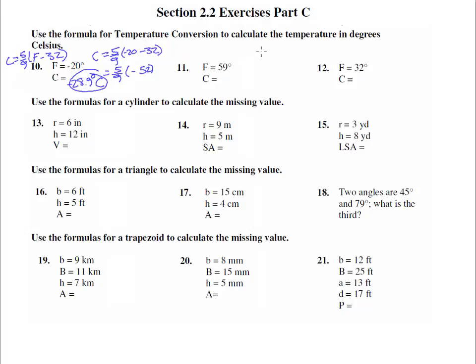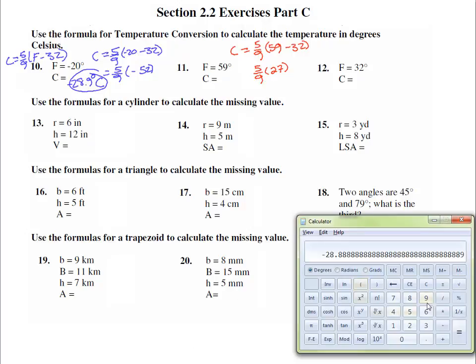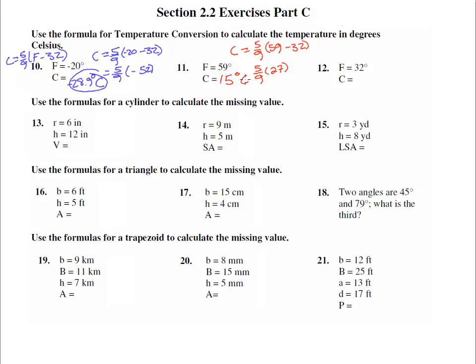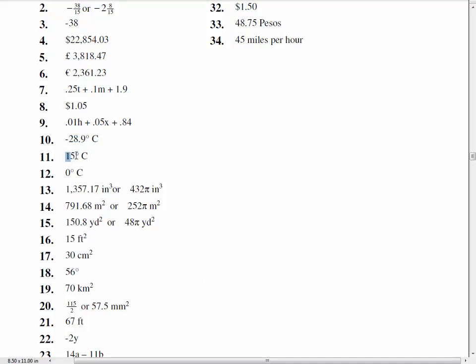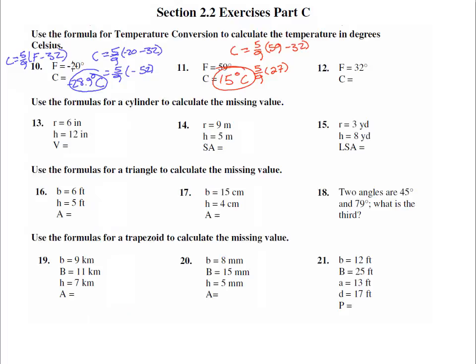Okay, number 11. F is 59 degrees. So the Fahrenheit is 59. So it's going to be Celsius equals 5/9 of 59 degrees minus 32. And we get 5/9 times 27 is what it looks like, 27 degrees. If we take 5/9 times 27, we get 5 divided by 9 times 27 equals, oh, it comes out nice and even, 15 degrees Celsius. That's what we have. And let's make sure and double check that answer. Yes, 15 degrees Celsius.